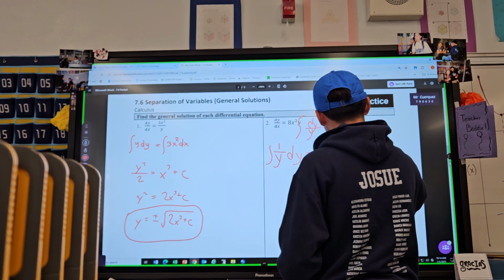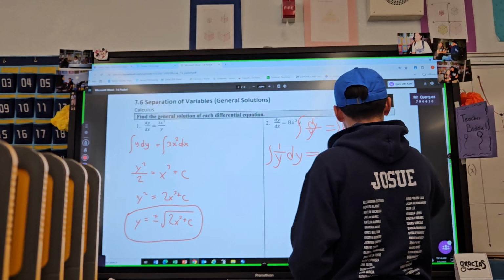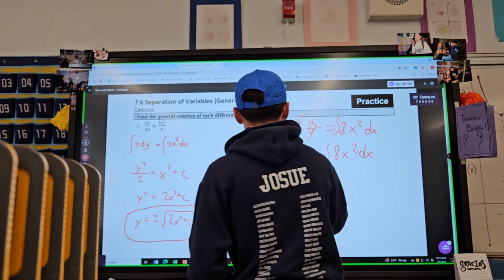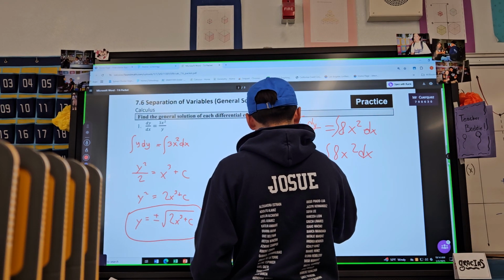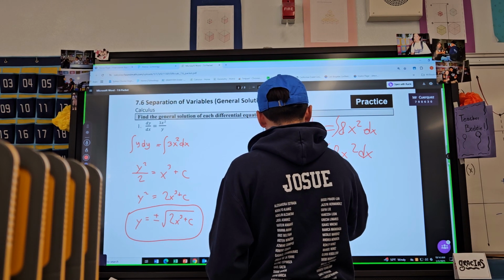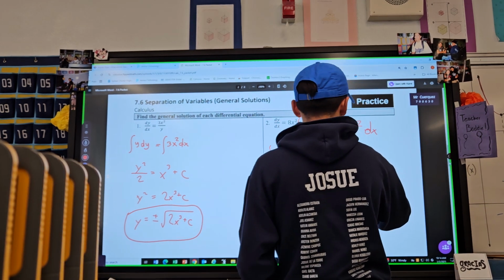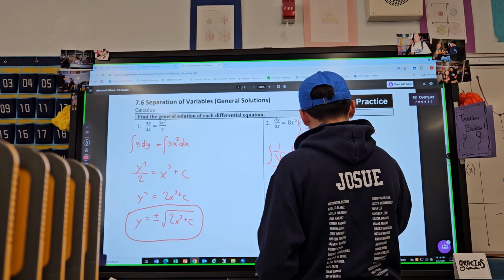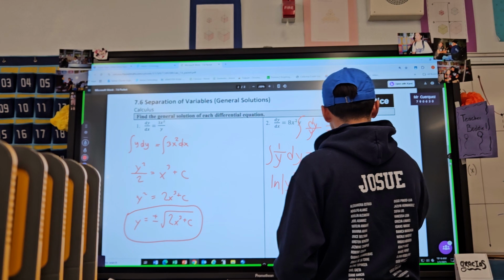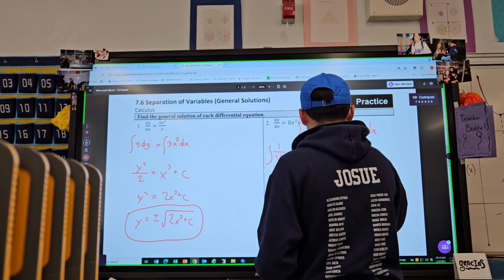It's okay, it's okay. Y is equal to e to the power of 8x cubed over 3 plus CE. And plus C. Remember it's CE. Oh yeah, I forgot. It's C. And then it's just like the integral of 8x squared.